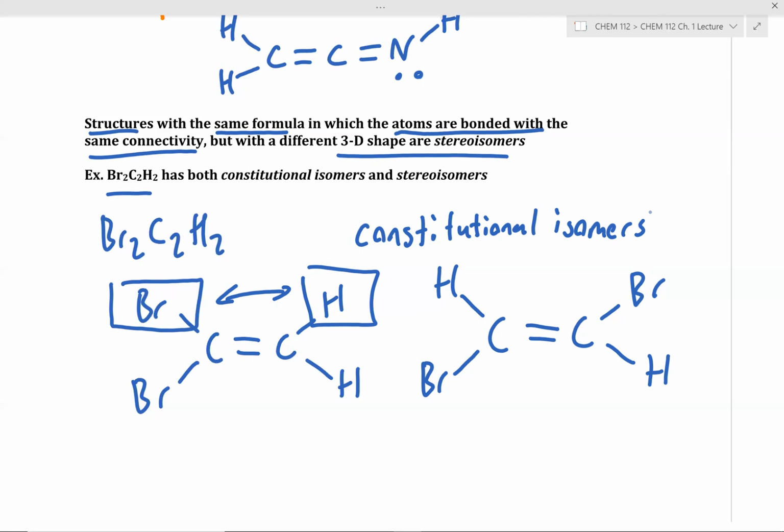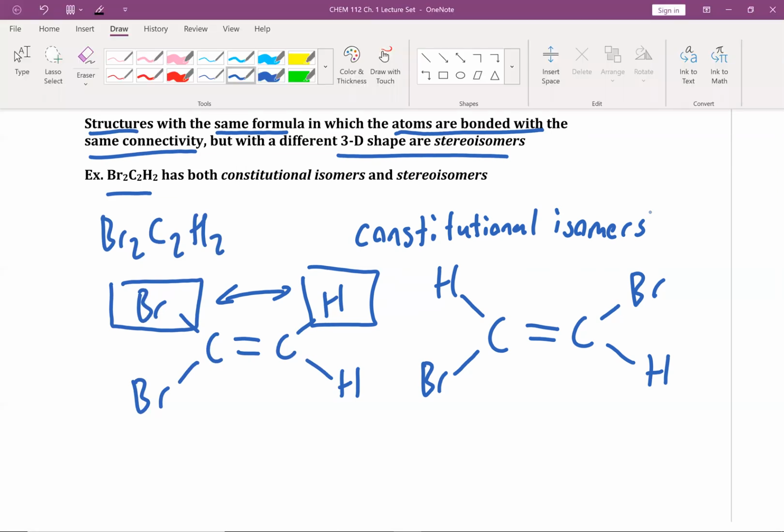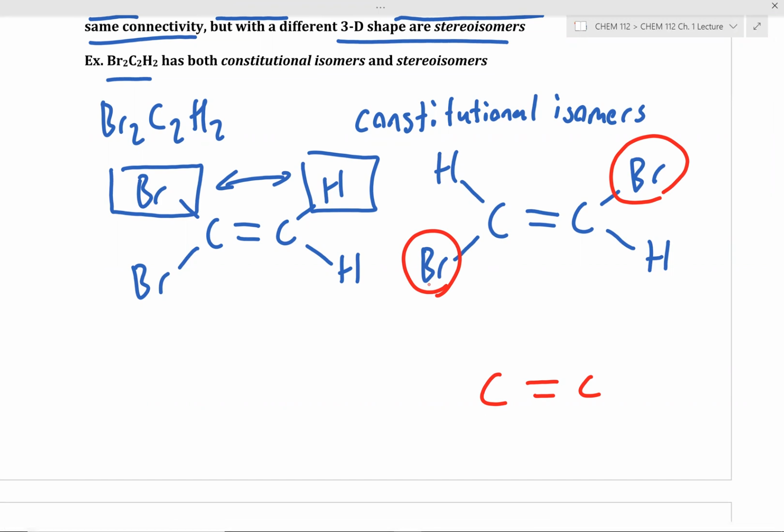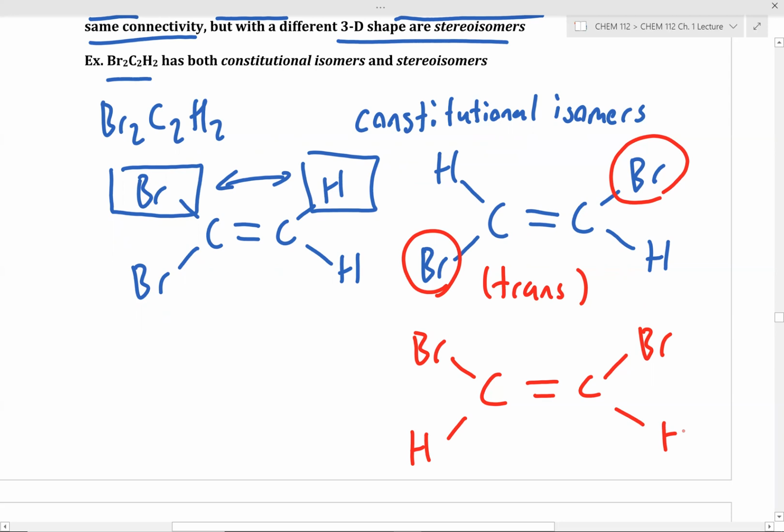Another structure that you can draw, which is an example of a stereoisomer, same connectivity, different shapes, has to do with how our substituents, how our bromines are arranged about our double bond. In the first structure, they're on the opposite side of the double bond, and we call these trans. In the second stereoisomer, we'll draw our bromines on the same side of the double bond that we would call cis.